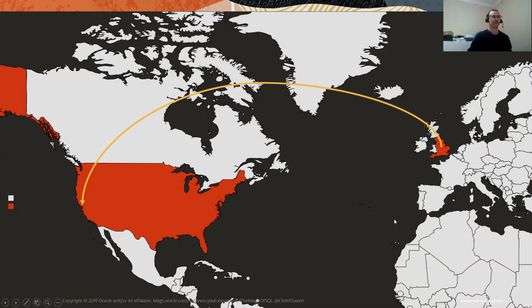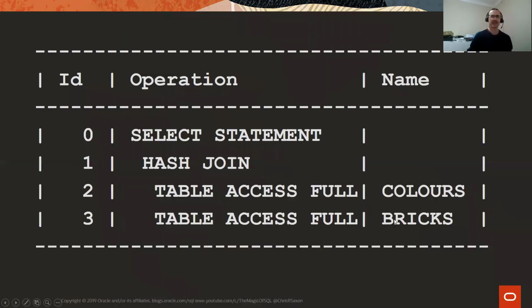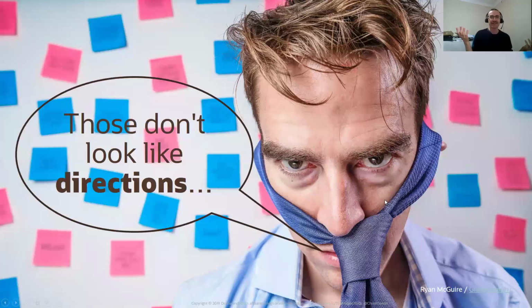Fairly straightforward. But with an execution plan, you've got something that looks a bit like this: full scans, joins, and so on. You're like, well, how does this help us? How does this help us figure out what's actually going on? Those don't look like driving directions. There's not any obvious series of arrows that I'm going to follow to help me figure out how I traverse through the plan.